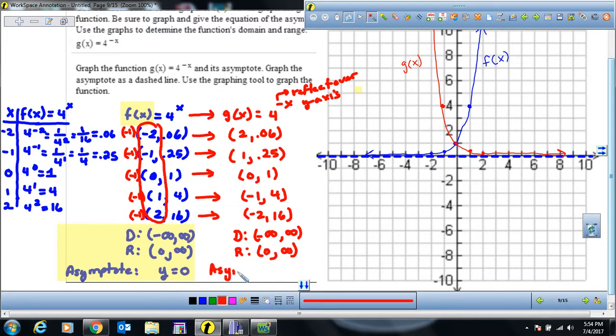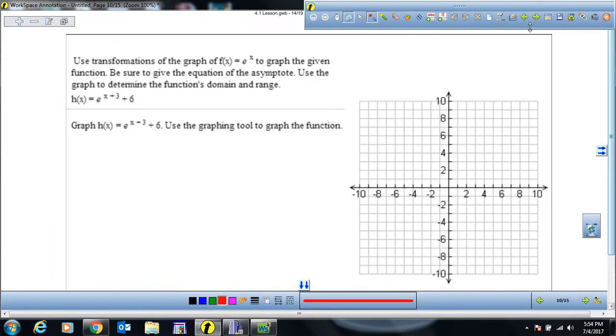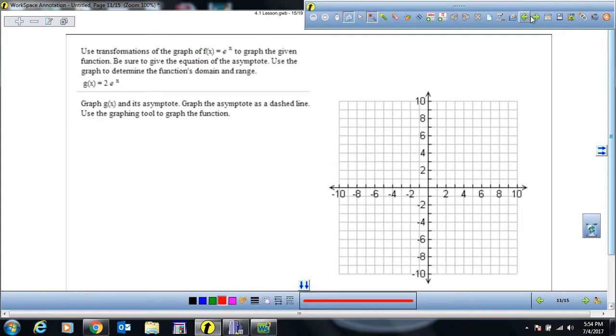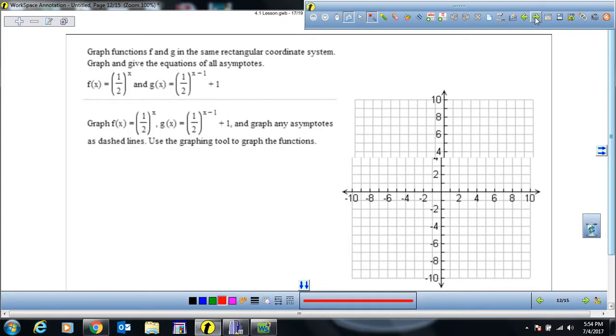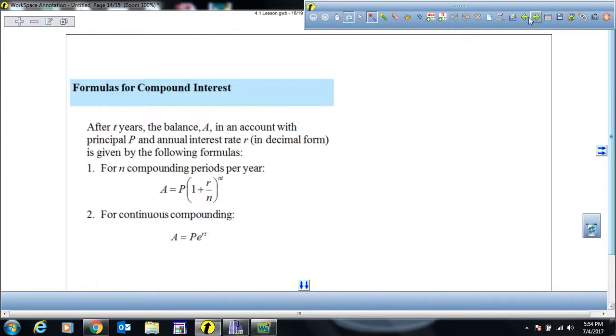And last but not least, the asymptote of this function is still the line y equals 0. So these are the attributes again for the function g of x. And this concludes this function. Now, the next one. We're going to have a couple more that we need to graph. So I need to select just a few for this.